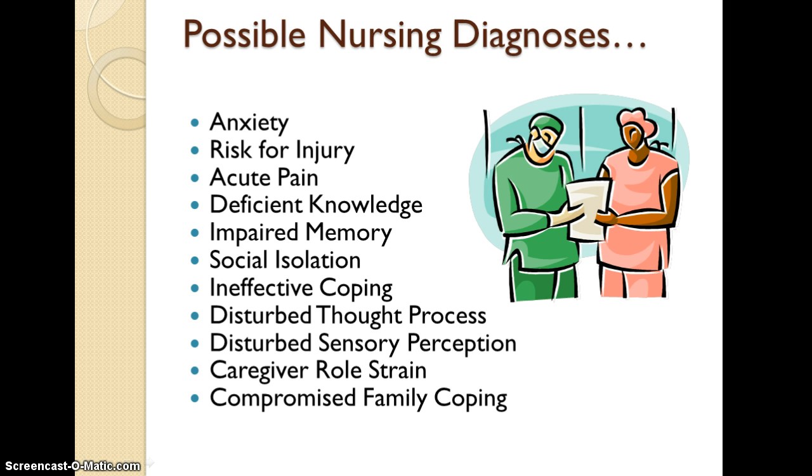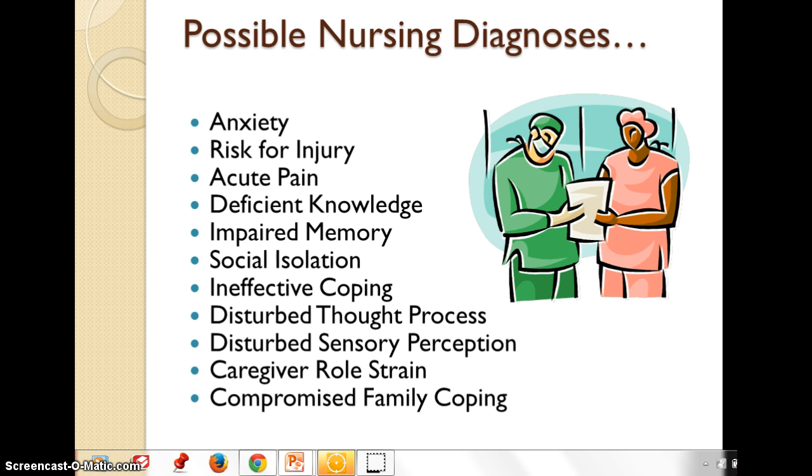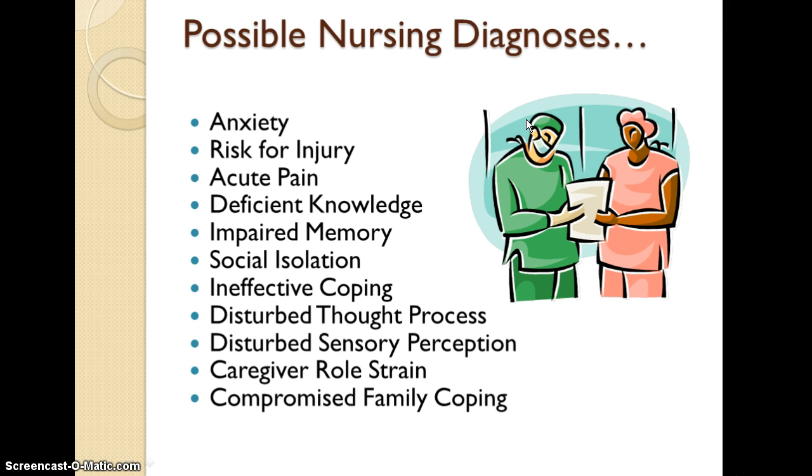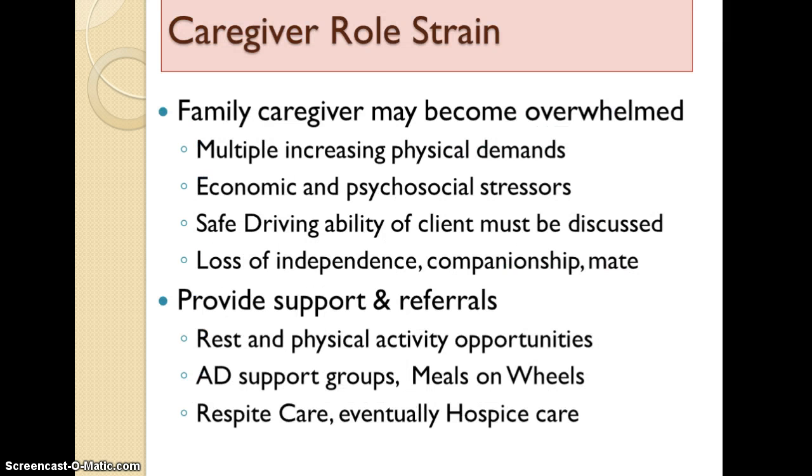Possible nursing diagnosis. So here we go. You guys are all into your nursing care plans now. So anxiety when it comes to cognition, anxiety, risk for injury. Anxiety, risk for injury, acute pain, deficient knowledge, impaired memory, social isolation, ineffective coping, disturbed thought process, disturbed sensory perception, that's a big one, caregiver role strain, and compromised family coping.